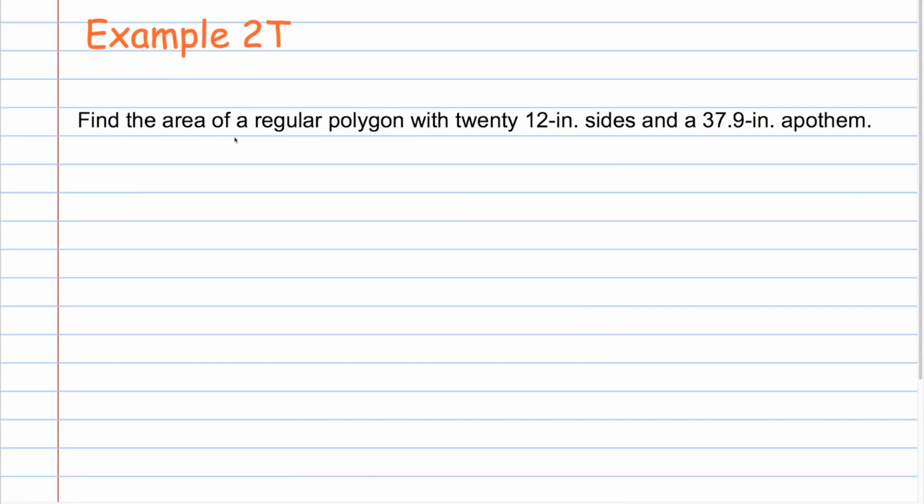In example 2, we're asked to find the area of a regular polygon with 20 12-inch sides and a 37.9-inch apothem. To start any kind of problem where I'm required to find the area, I like to write down the formula I'll be working with. The area of a regular polygon is equal to 1/2 times the length of the apothem times the perimeter of the polygon. To solve this problem, we have to calculate the perimeter of the polygon. So the perimeter of this polygon is going to be equal to the number of sides times the length for one side.